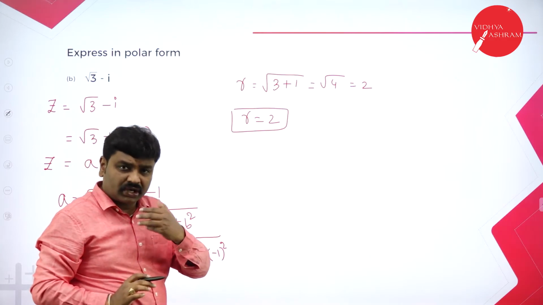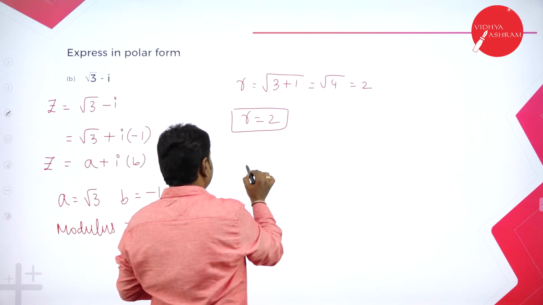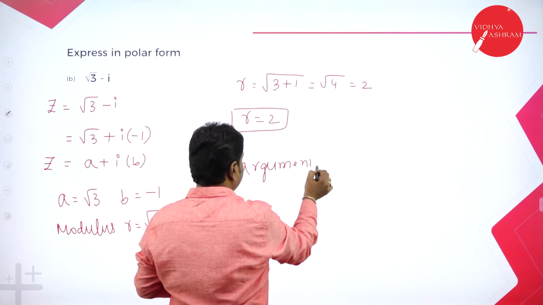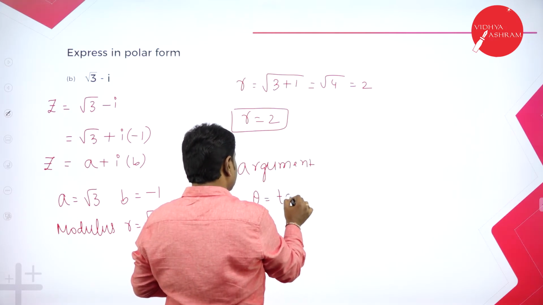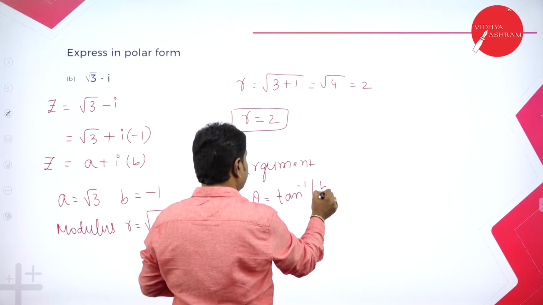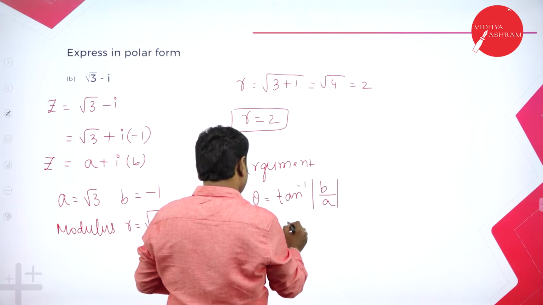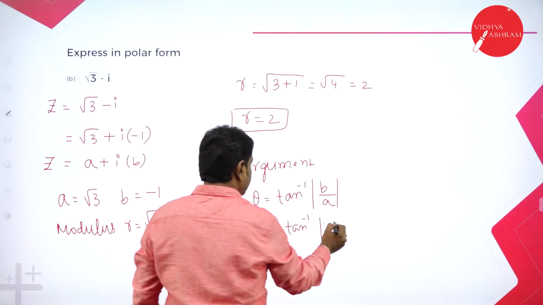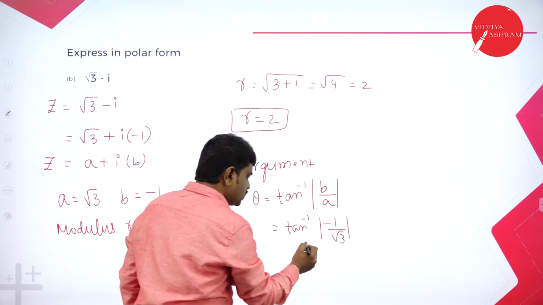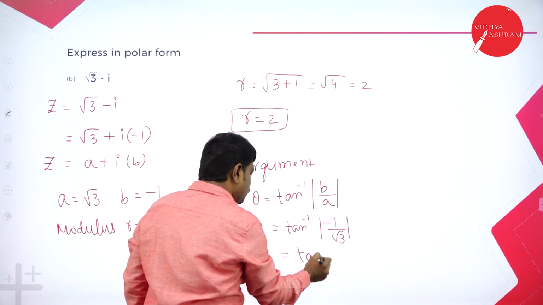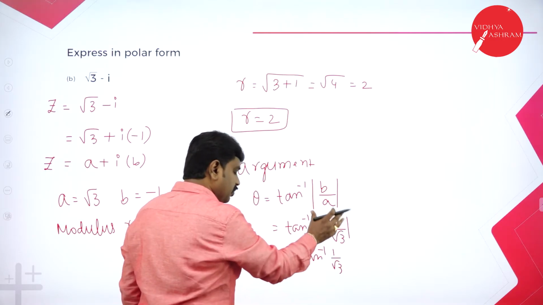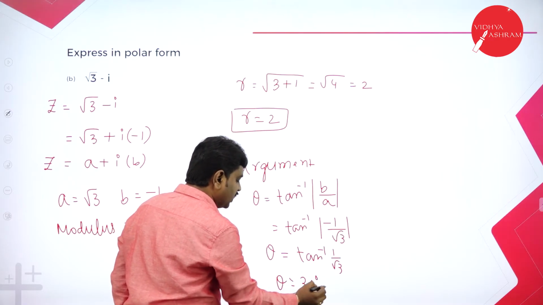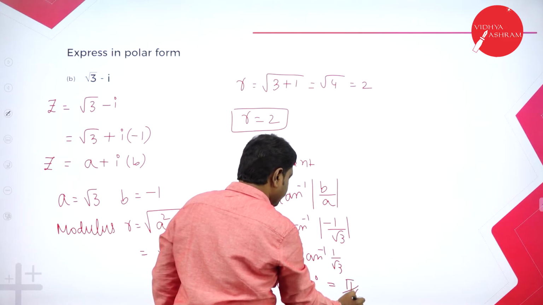So now you go to the argument, that is theta. The argument we also call the amplitude. Argument theta is tan inverse of modulus of b by a. That is tan inverse of modulus of what is b? What is the b value? Minus 1, divided by a, which is root 3. Modulus means absolute value. Absolute value means if it is negative, make it positive. Tan inverse of mod minus 1 by root 3 is positive 1 by root 3. In the tan table, where will you get 1 by root 3? 30 degrees. That is pi by 6.